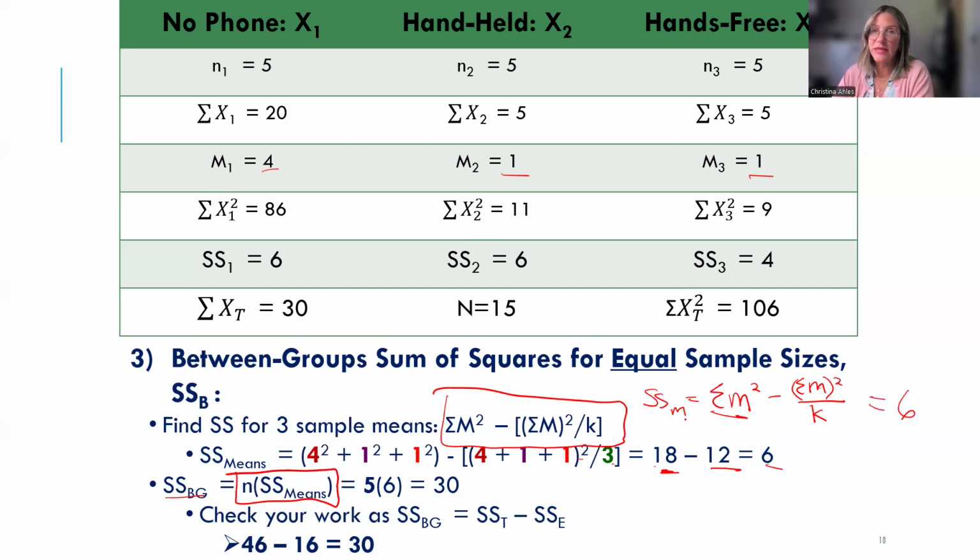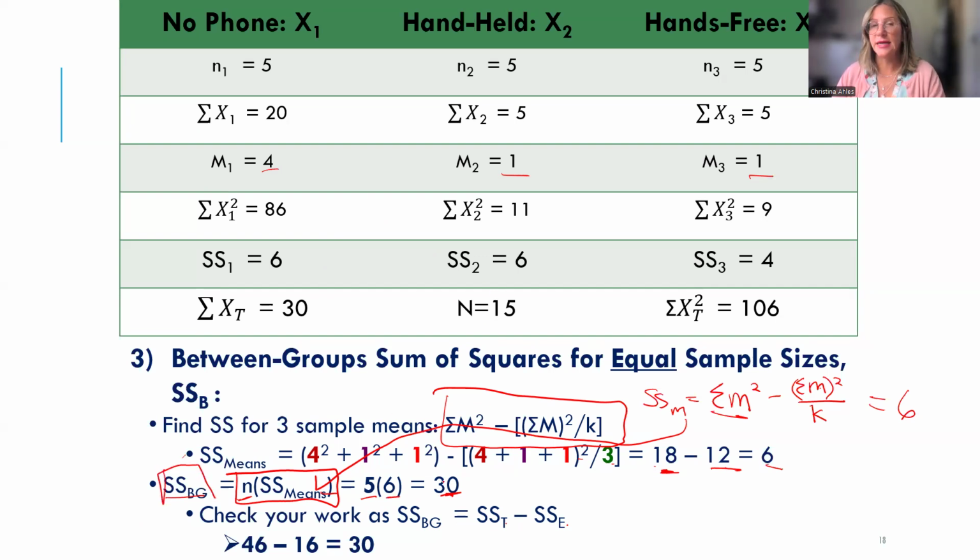But the sums of square means needs to be plugged in right here. And you need to multiply that by how many are in each of the samples because they're equal. There are 5 people in each of the samples. So 5 times 6 is 30. So you can check your work now. You go to your table and you look at, okay, does the sums of square total minus the sums of square error equal the between groups, or vice versa? So let's look at that table. Our sums of square between groups is 30.